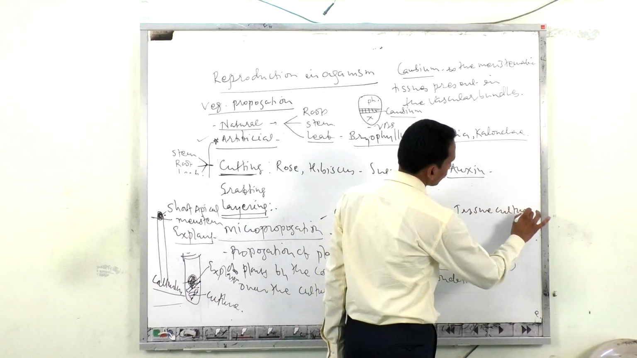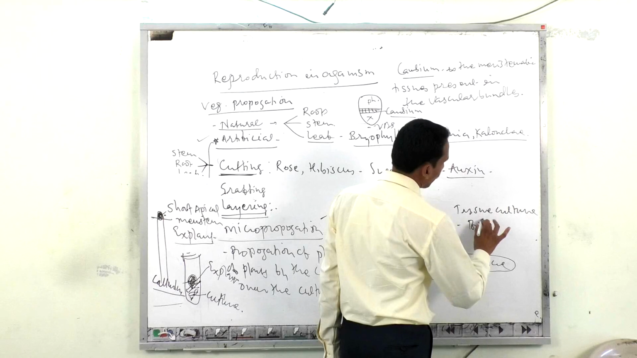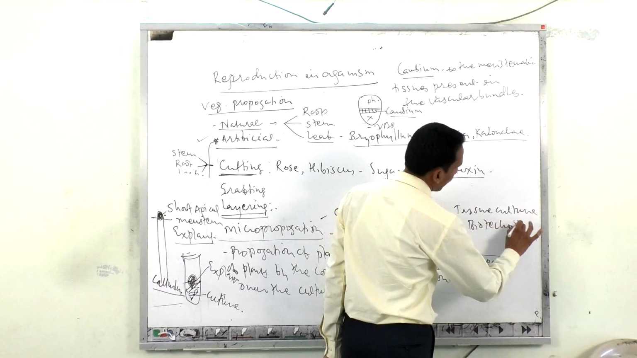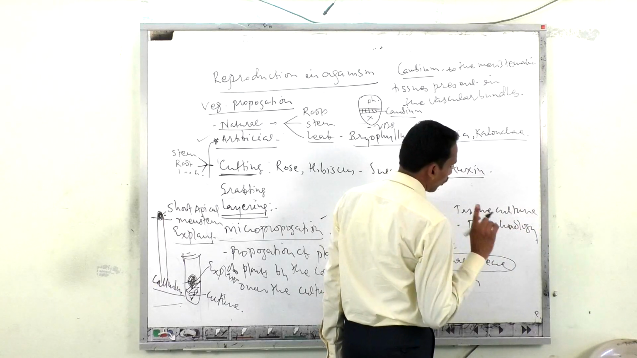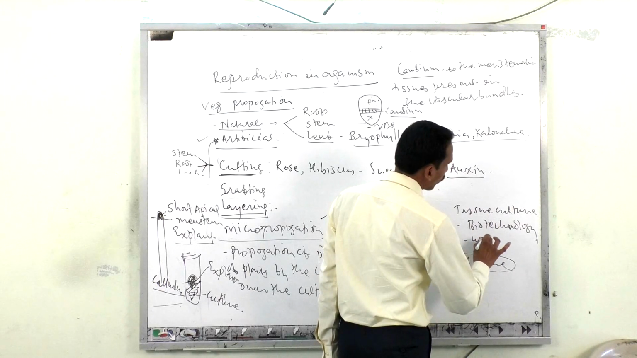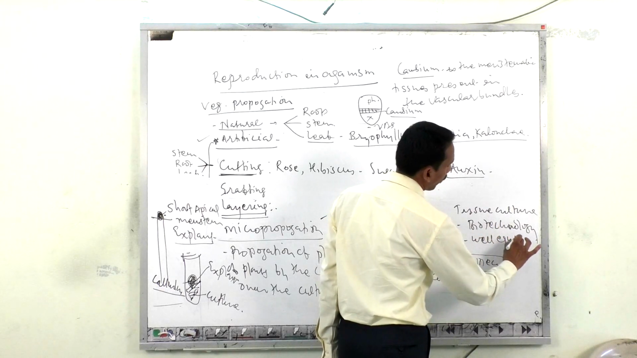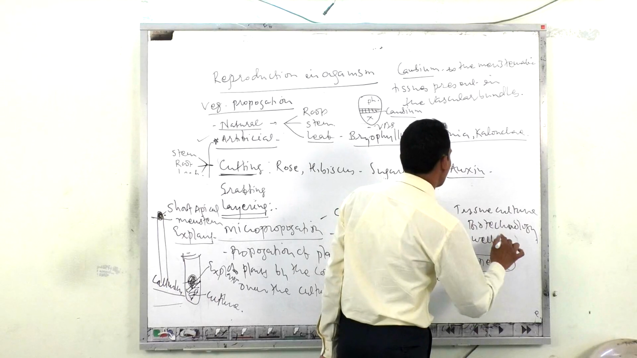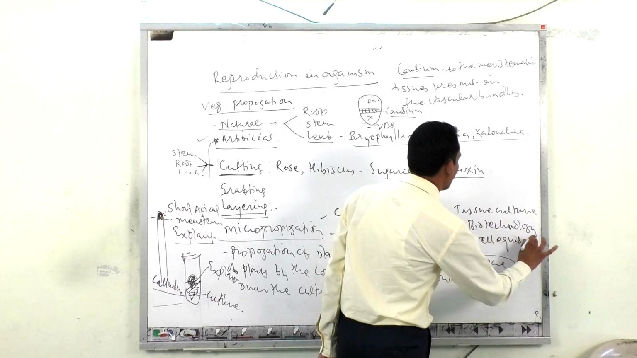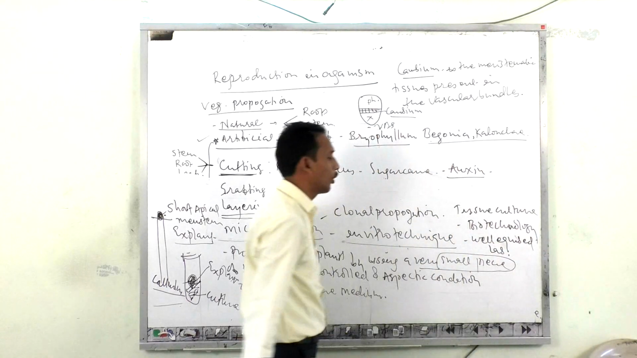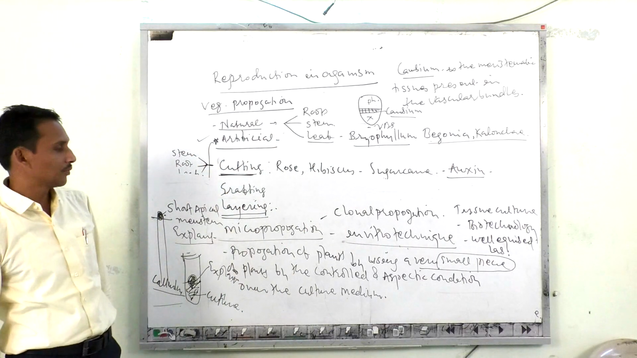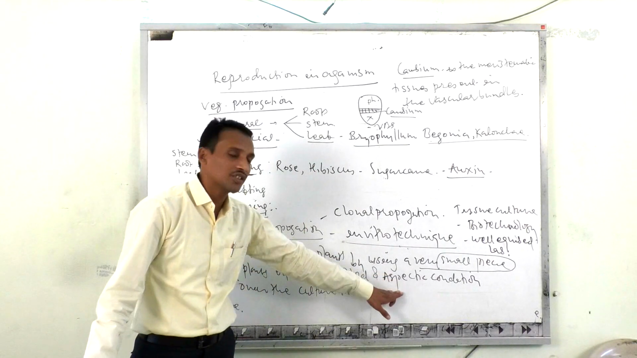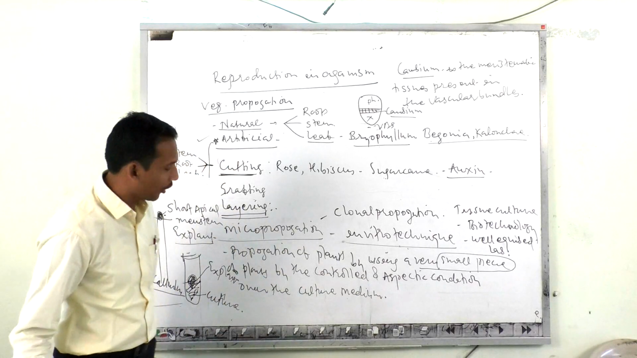Tissue culture is one type of biotechnology. But this practice is only done in a well-equipped laboratory. It requires a well-equipped lab, artificial conditions, in controlled and aseptic conditions. Micropropagation is carried out there.